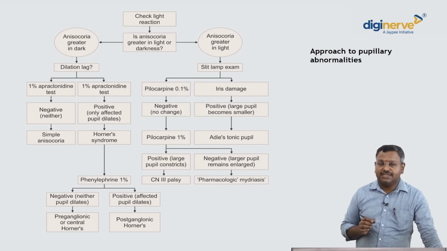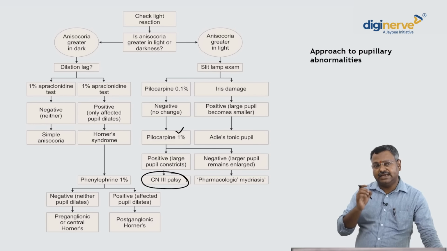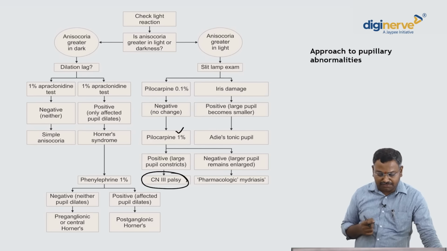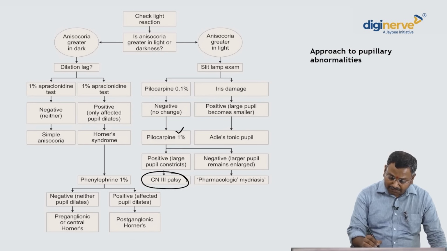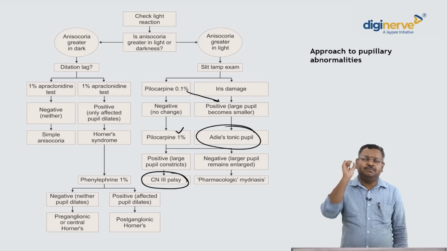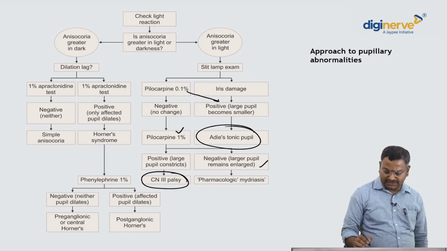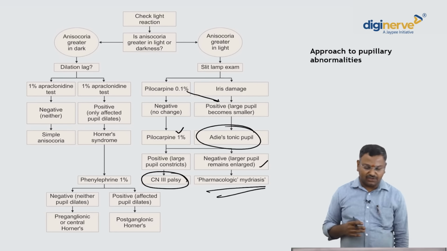First thing that we are going to do is apply pilocarpine. If it is negative, increase the pilocarpine dose to 1%. If the large pupil constricts, then we know it is a third nerve palsy. So please remember, the third nerve palsy pupil gets constricted if you use a larger dose, 1% pilocarpine. Now if there is an iris damage that you see, and you find that after applying 0.1% itself the pupil is constricted, that is an Adie's tonic pupil. So in Adie's tonic pupil, 0.1% is enough to constrict it. And if 1% constricted also, there is no importance, that is a pharmacological mydriasis, could be senile also.